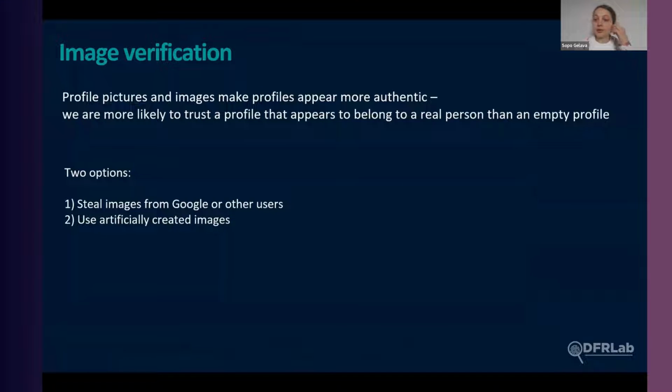To check the authenticity or inauthenticity of a profile we are interested in, we first do image verification of their profile or the images they're using. Usually they either steal generic images from Google, found on the internet, or steal from other people on other social media platforms. For example, in Georgia, VKontakte is very popular, and they steal images from Russian users. I don't know why. Another option is to use artificially created images. And of course, we also see fake accounts that are empty.